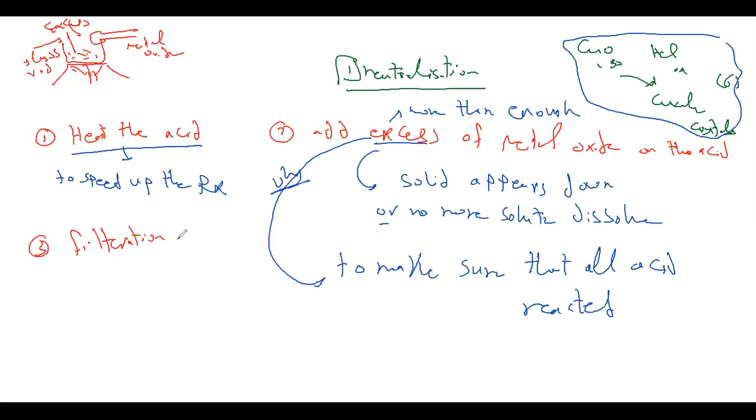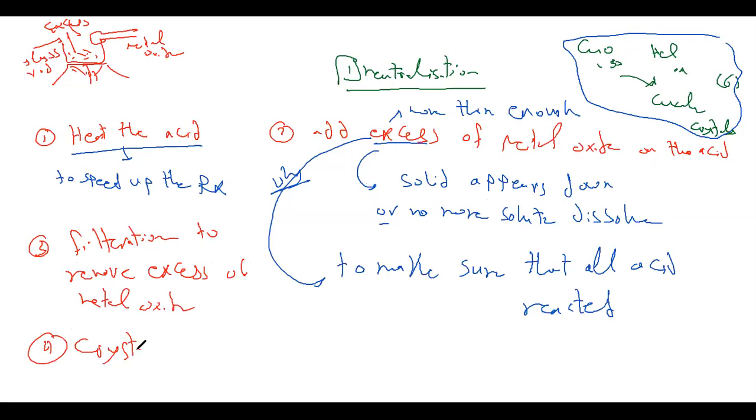Why are you making filtration? To remove excess of metal oxide. Number 4, crystallization. Heat the solution till crystallization point, allow to cool, then filter, and then dry.